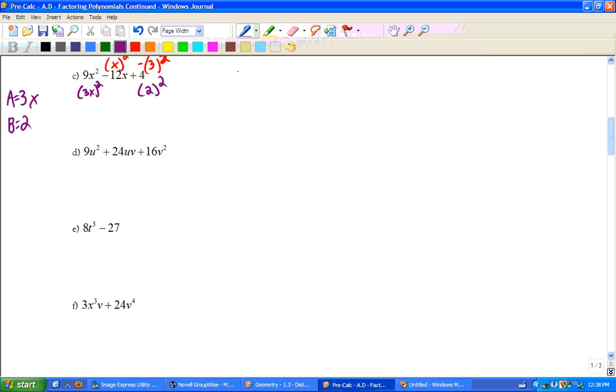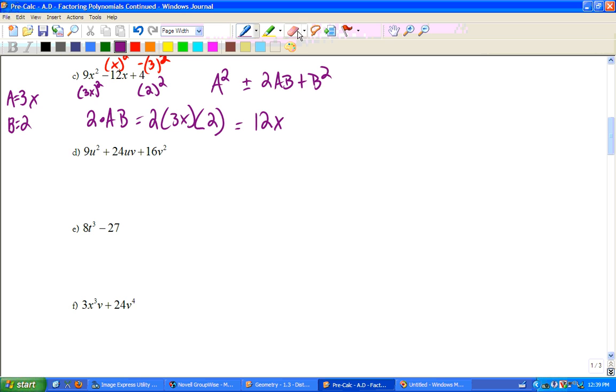Well, we need to check our middle term. For this to be a perfect square trinomial, it has to follow the form a squared, then either plus or minus 2ab plus b squared. So what we need to do is take our a value and our b value and say, in this case, what would 2ab equal? That would be 2 times 3x times the b value, 2, which equals 2 times 3 is 6x times 2 is 12x. Because this check of 2ab is the same value as the middle term here, 12x in both cases, we know this is a perfect square trinomial.